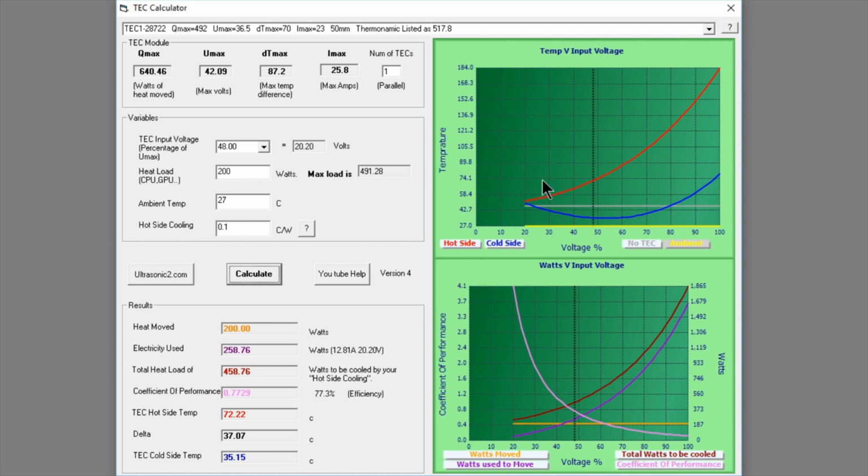And in this case, no matter how much power we actually gave it, that's the hot side temperature, this is the cold side temperature. And this gray line here is if you just didn't bother with the TEC at all. You just applied this cooling, or this heat sink, directly to your heat load. So it's quite interesting. At some points, you're much worse off actually having a TEC than you were to just apply the cooling directly to your heat load.